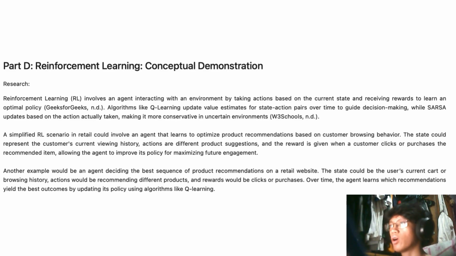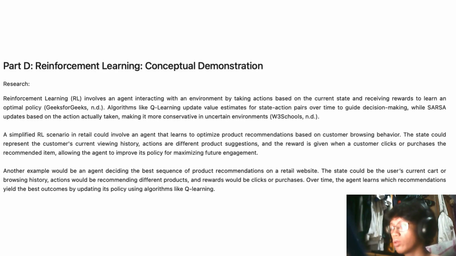Reinforcement learning, or RL, is a type of machine learning where an agent learns by interacting with its environment. It tries different actions, gets feedback in the form of rewards or penalties, and gradually learns what decisions lead to the best long-term outcomes. Think of it like training a dog. When it does the right trick, you give it a treat. Over time, it learns which actions earn rewards.